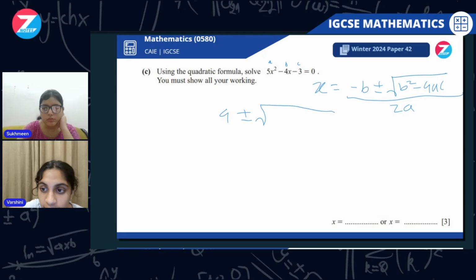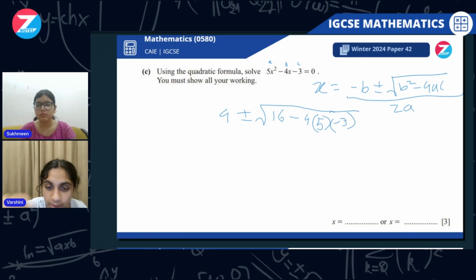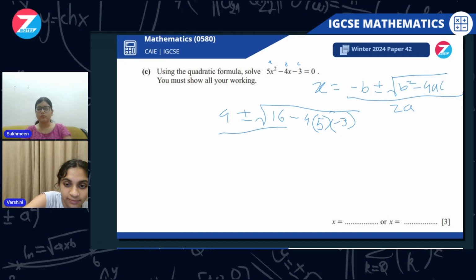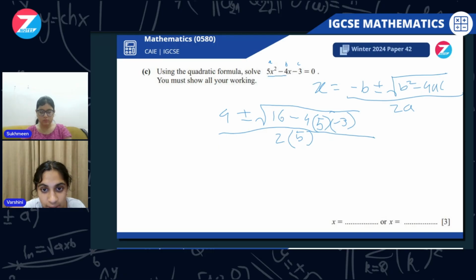square root of b squared, which is going to be minus 4 whole squared, which is 16, minus 4 into a, which is 5 here, into c, which is minus 3. Don't forget the minus sign. Okay. And the whole thing is divided by 2a, which is 2 into 5, which is 10 basically. So now we can either solve this manually or we can just put this straight into our calculator.